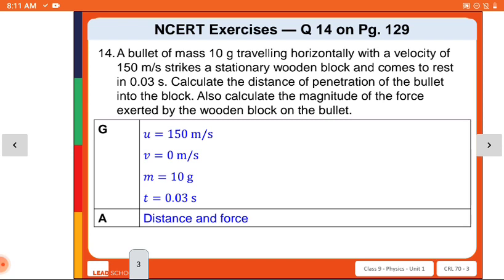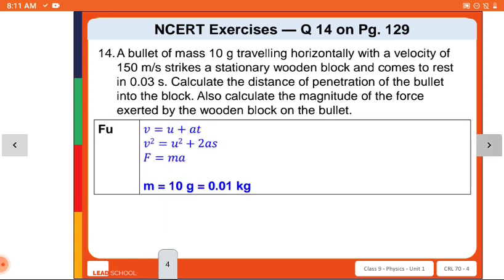So first of all we write the given. Initial velocity is 150 meter per second and final velocity is 0, and mass is 100 gram and time is 0.03 second. So first of all, according to the equations of motion, v is equal to u plus at, where v is final velocity, u is initial velocity, and time is 0.03. We calculate the acceleration.